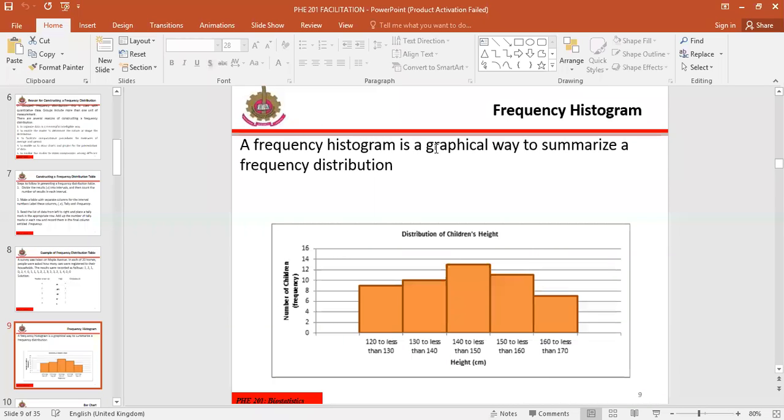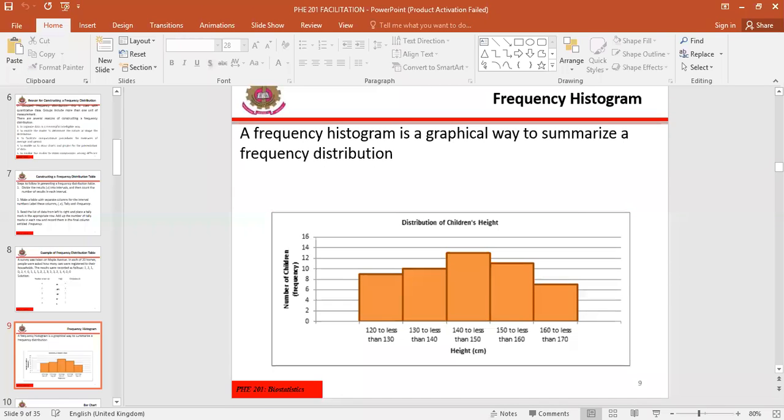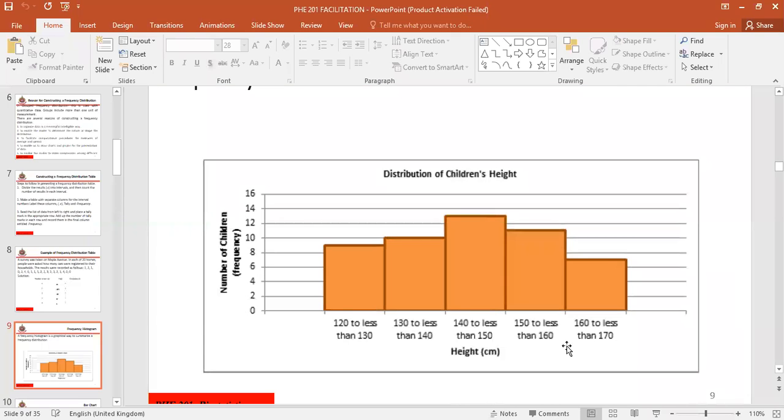Now, this is a frequency histogram. It's just a graphical way to summarize a frequency distribution. Now, look at this diagram. This is the y-axis. I hope you are seeing my cursor. This is the y-axis, which has the frequency, which is also the number of children. This is a different question entirely, not the same question as the one that we did. I'm just showing you the representation. Now, distribution of children's height.